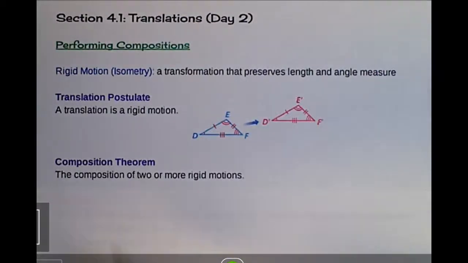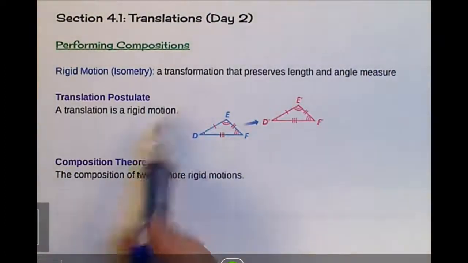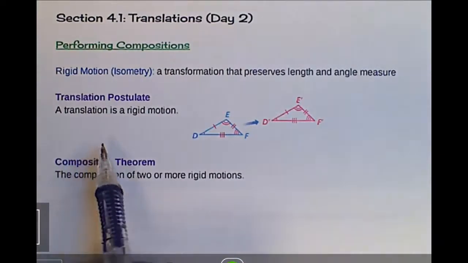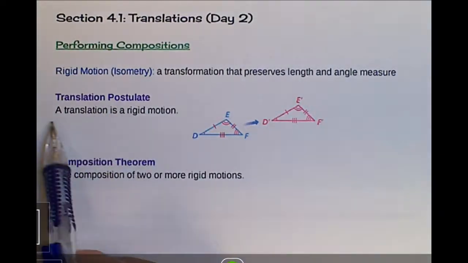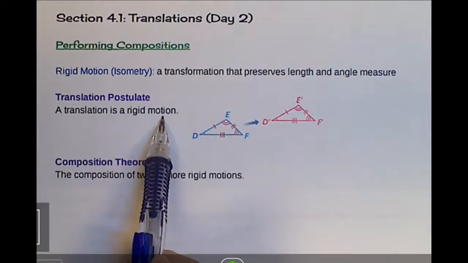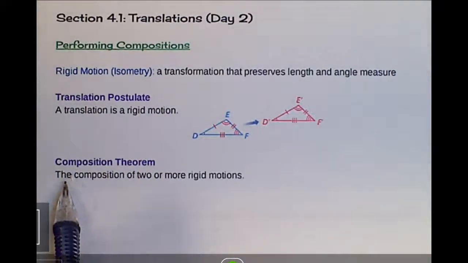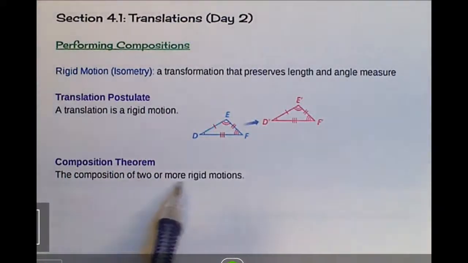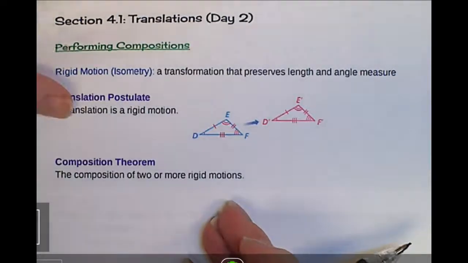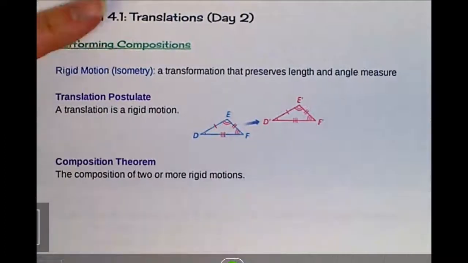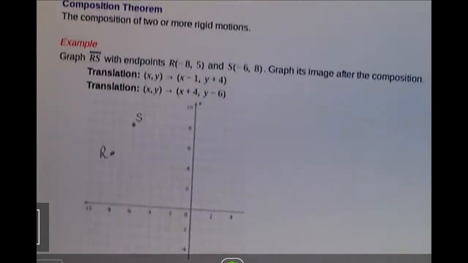And we've been talking about translations, and now we're just going to actually define a translation. A translation is a rigid motion. And then the composition theorem says the composition of two or more rigid motions. So let's just get into some examples so you can see exactly what we need to do here.